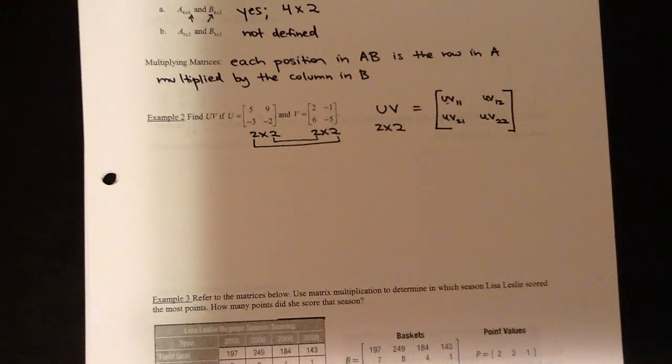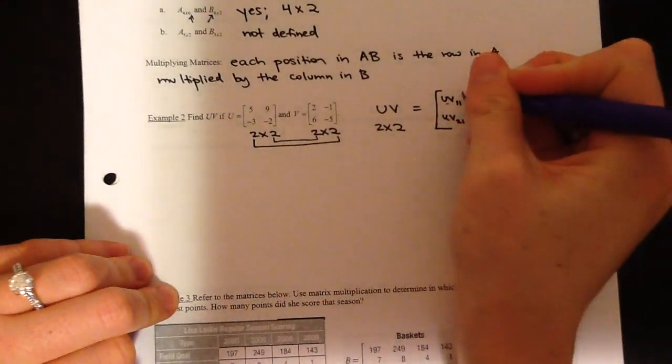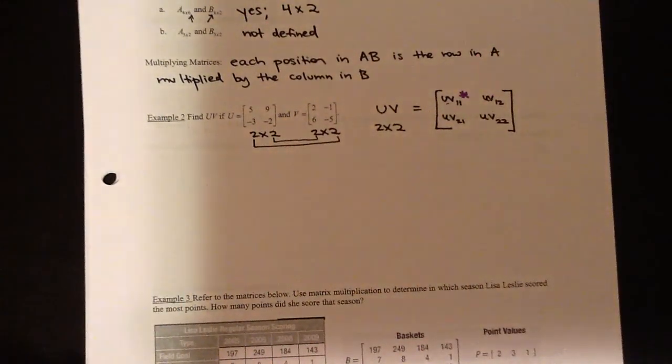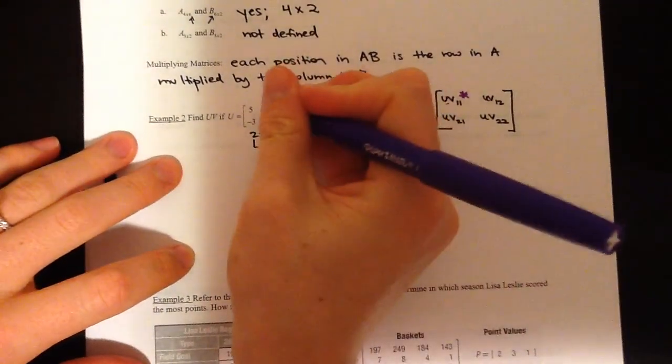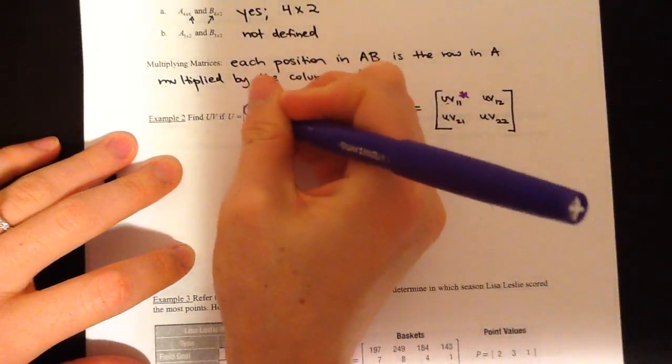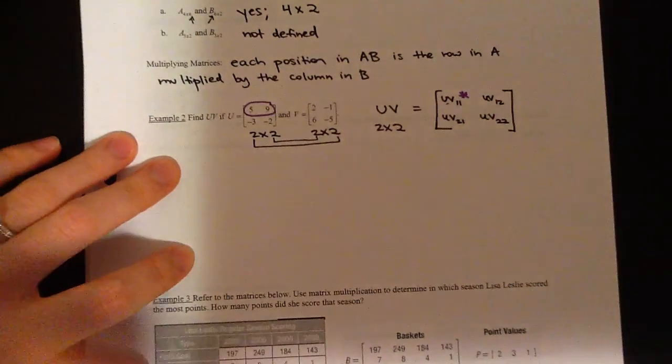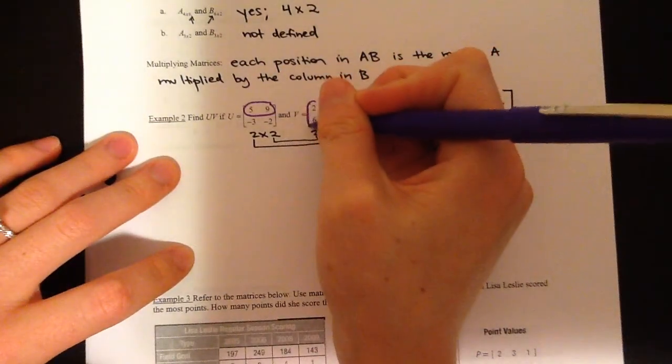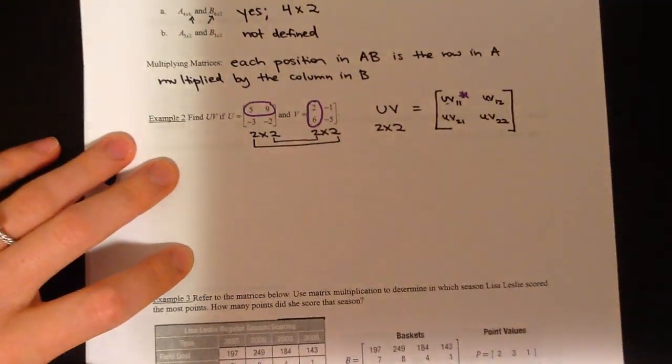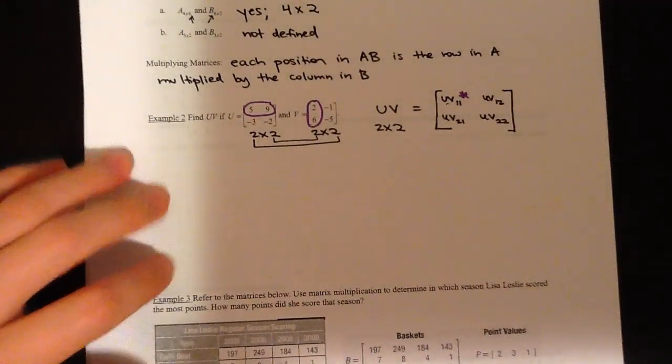So let's color coordinate to see if that will help us at all. So I've got a number of different colors. So for our first position, to find this first position right here, I'm going to use purple. So we are going to use the first row in U, and we are going to use the first column in V. All right, so we're going to start ourselves off there.